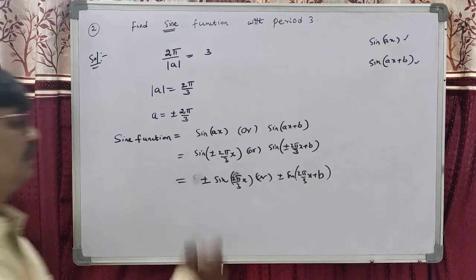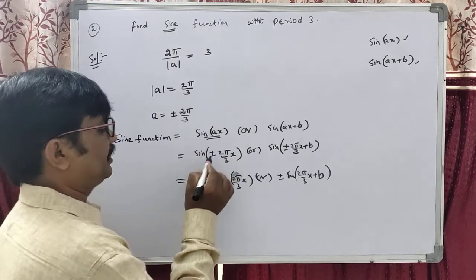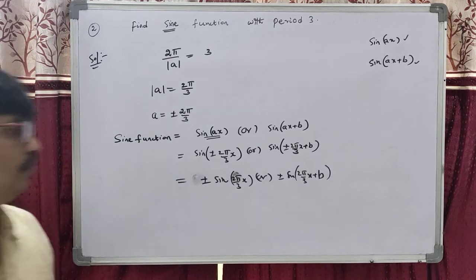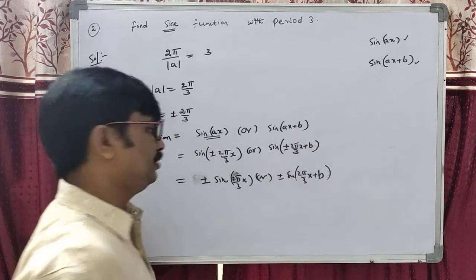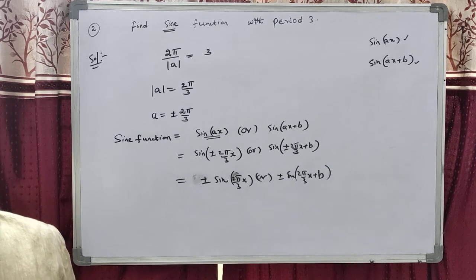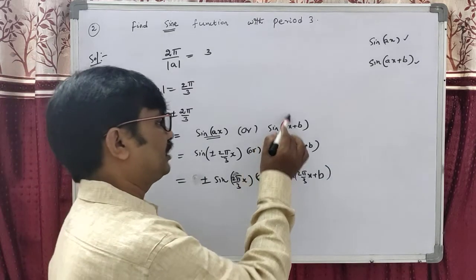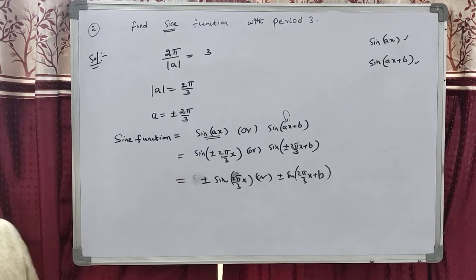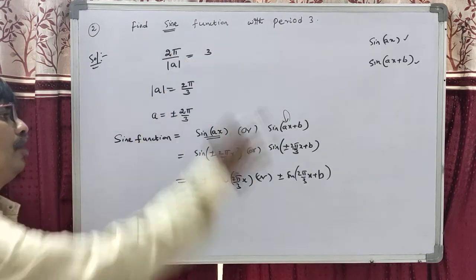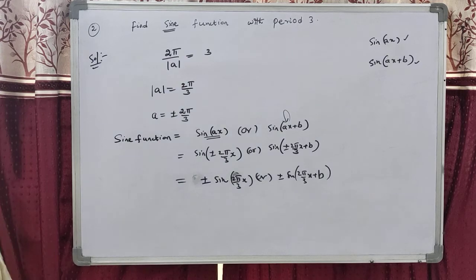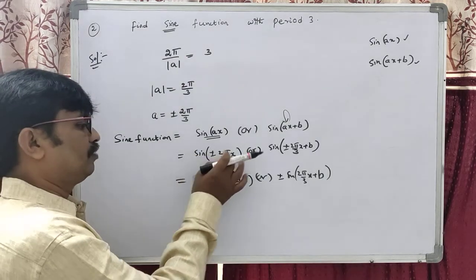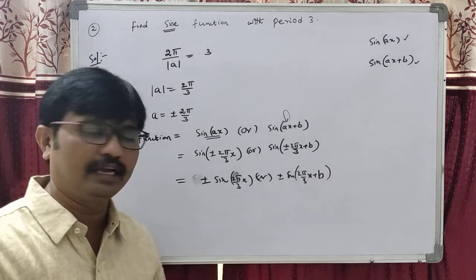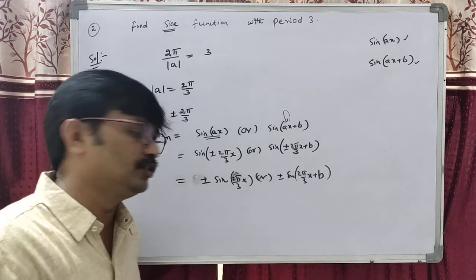Okay students, this is the period of sine of ax, sine of plus or minus 2 pi by 3x. We can write this also as plus or minus b, no problem at all. So we are always thinking about the coefficient of x only. When you know that coefficient of x, the period is 2 pi by mod a. This is the sine function, plus or minus 2 pi by 3x or plus or minus 2 pi by 3x plus b, where b belongs to R.